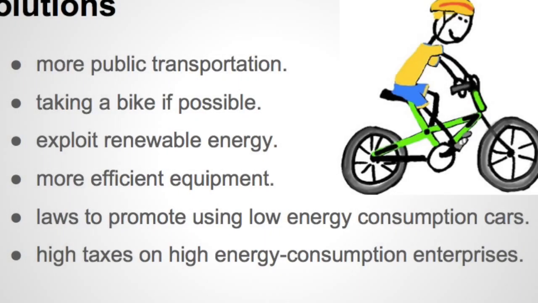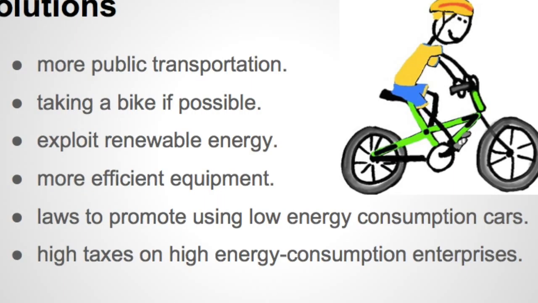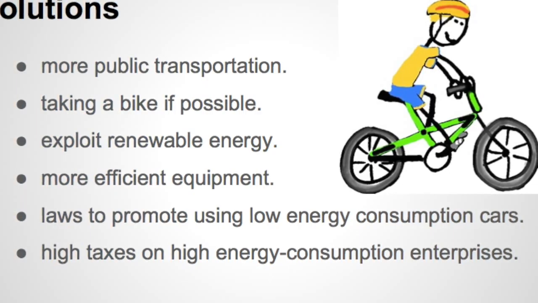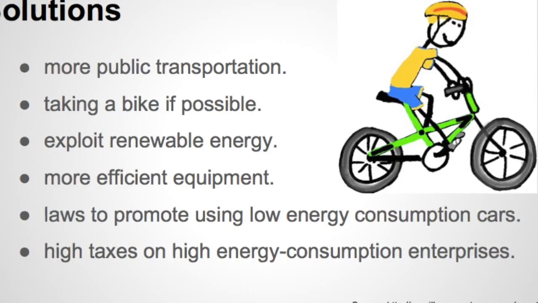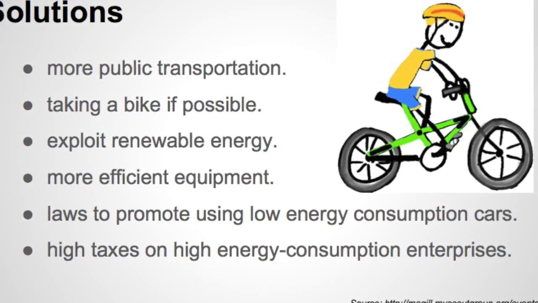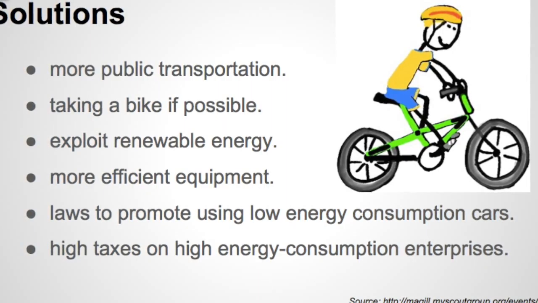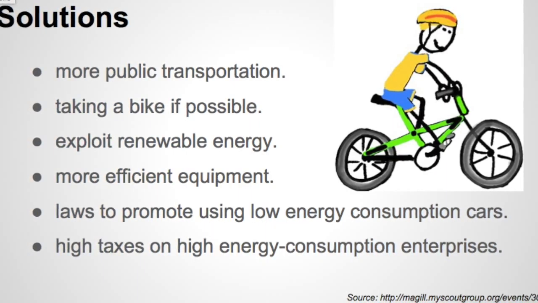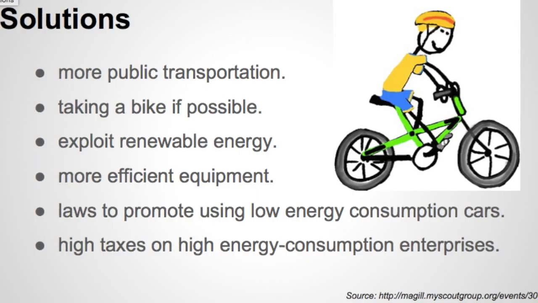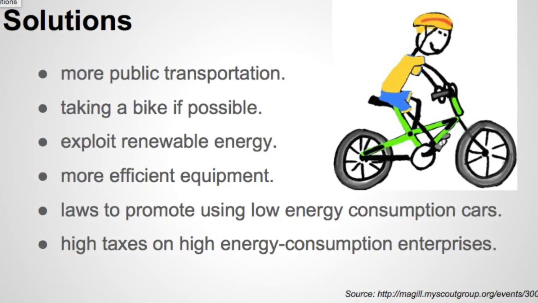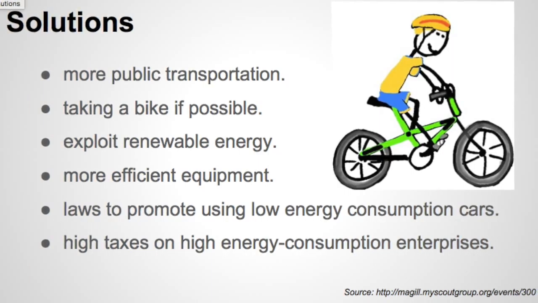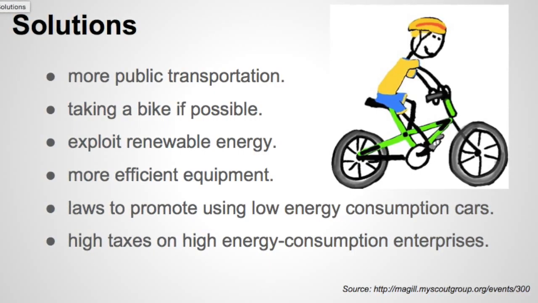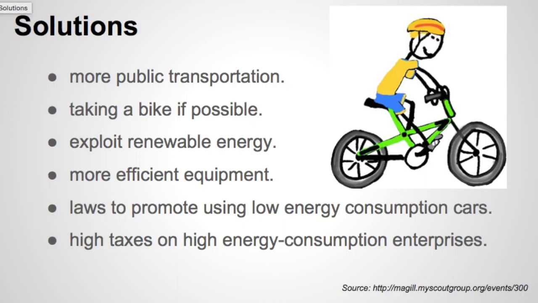So what can we do to solve this problem ourselves? There are many options, such as more public transportation instead of private cars, taking a bike if possible, exploiting new renewable energy, and more efficient equipment, laws to promote using low energy consumption cars, and high taxes on high energy consumption enterprises. These are good options. Hope we love our environment and love our atmosphere. It also means that we are loving ourselves.